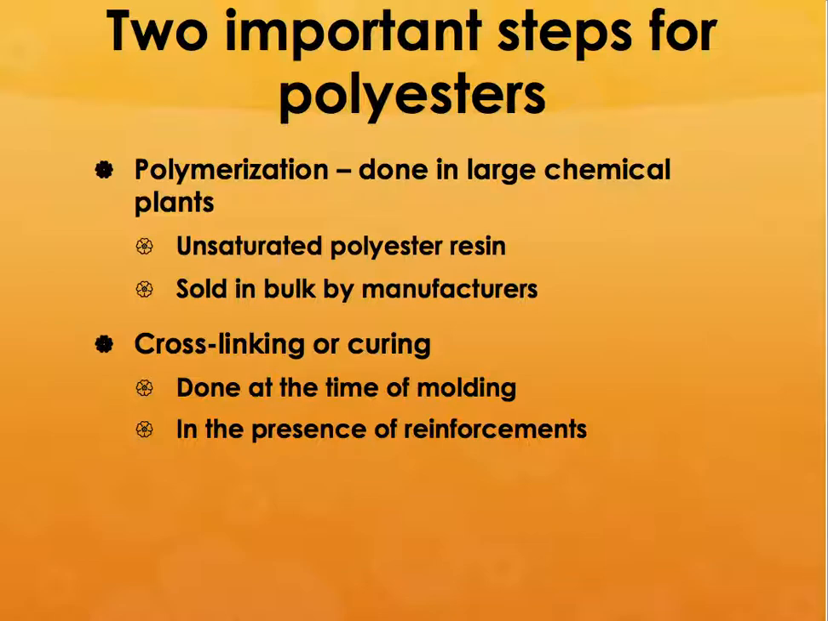So the first step in polyester resin is polymerization. It is done in large chemical plants, and it is put together by manufacturers and sold in bulk. But when you are actually making the component, you have to cross link it and cure it. So this is done only at the time of molding, and it is done in the presence of reinforcements.